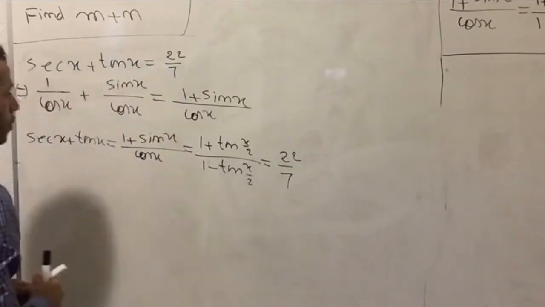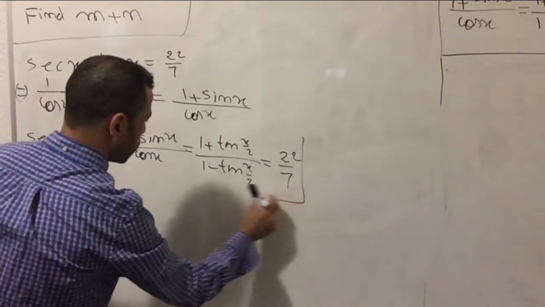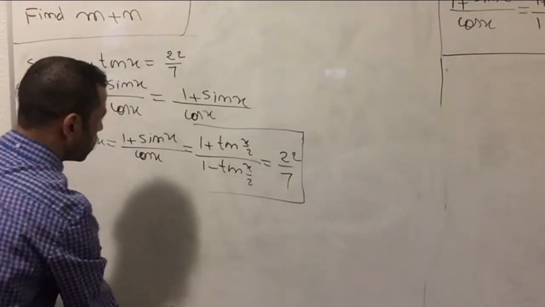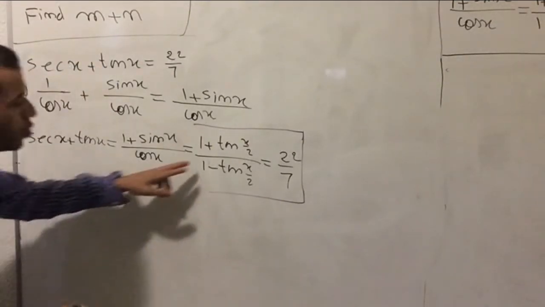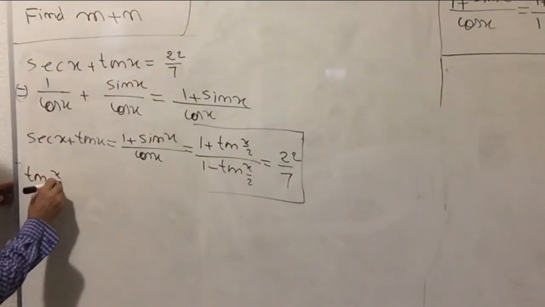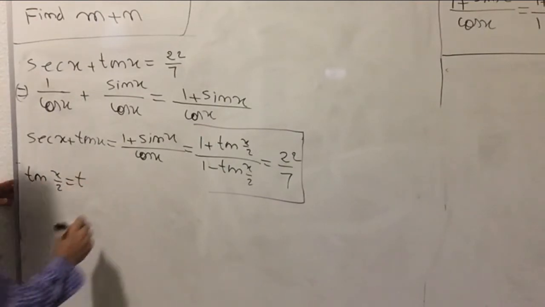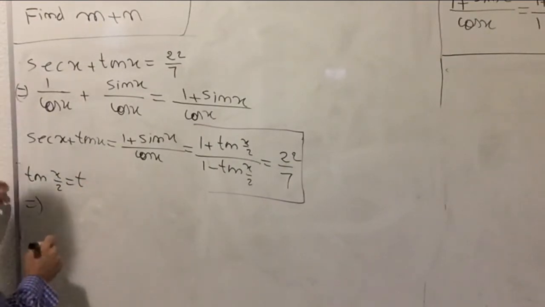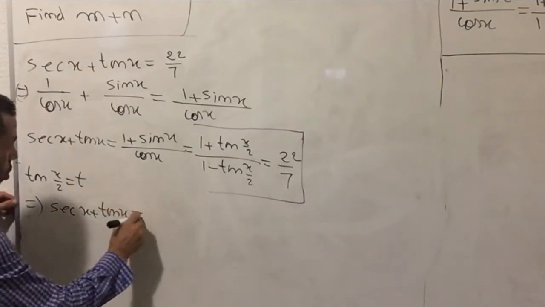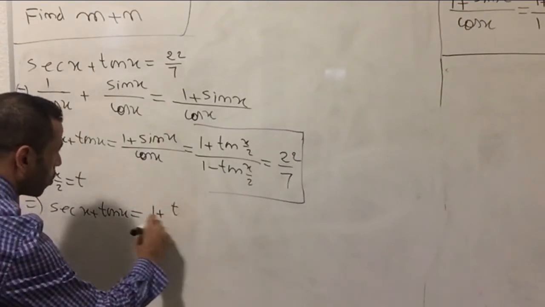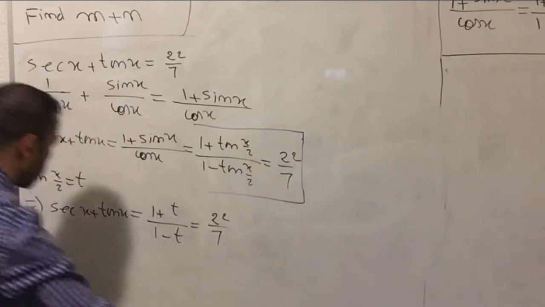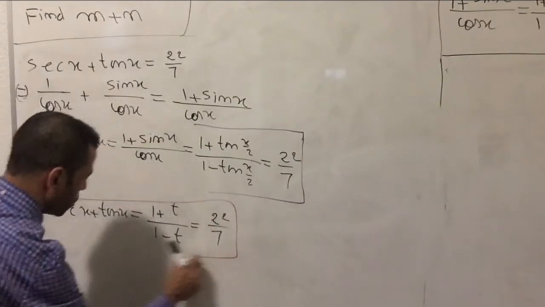Okay, so I'm going to keep this one. As you know, I'm going to do the substitution. So let's put tangent x over 2 equal to t. So my equality becomes secant x plus tangent x equals 1 plus t over 1 minus t equals 22 over 7. Okay, so I have this one.